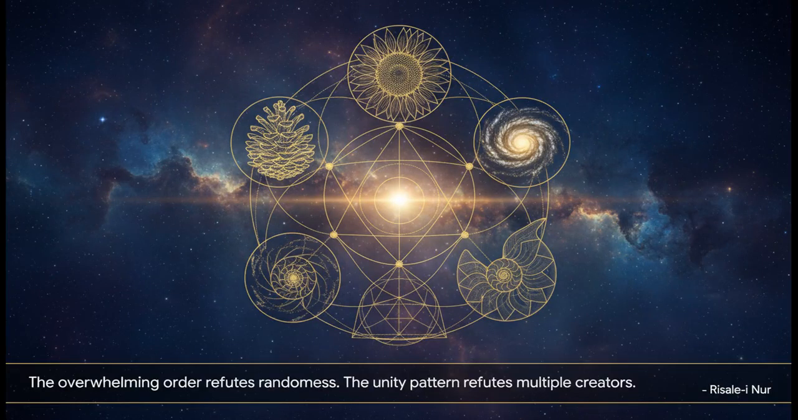But from this other perspective, the evidence points somewhere else entirely. The sheer, overwhelming order that seems to argue against randomness, and the fact that it's the same universal signature everywhere, from a flower to a galaxy, that argues against there being multiple creators. It all seems to point to a single source, a single will, a single artist. It's seen as the seal of the one.